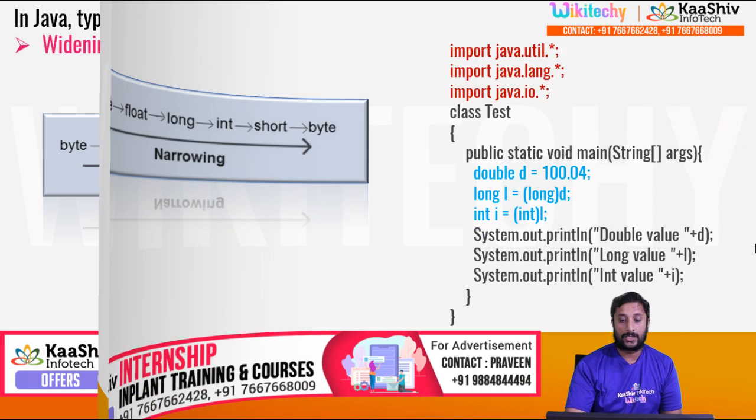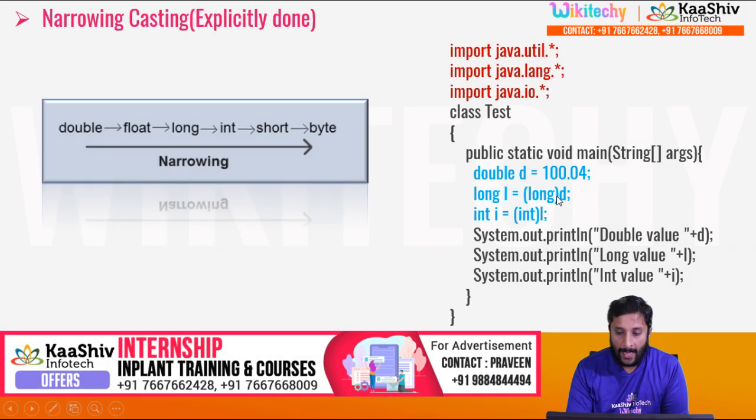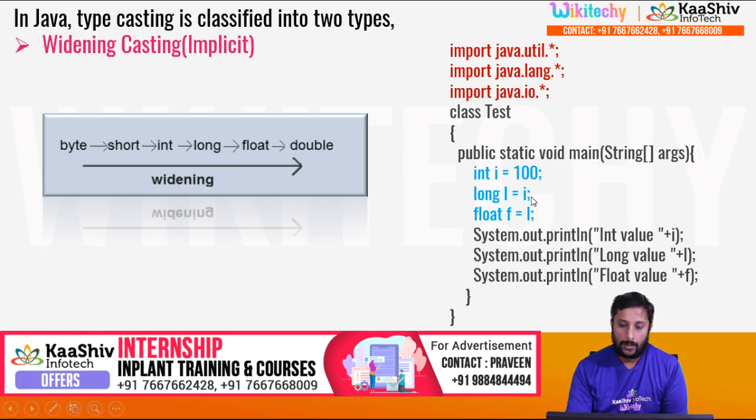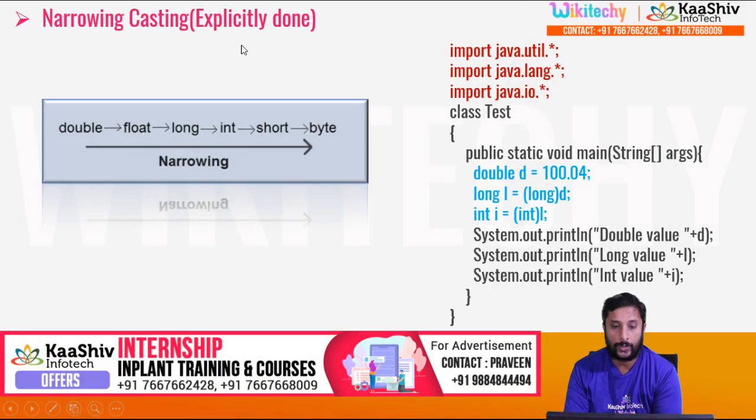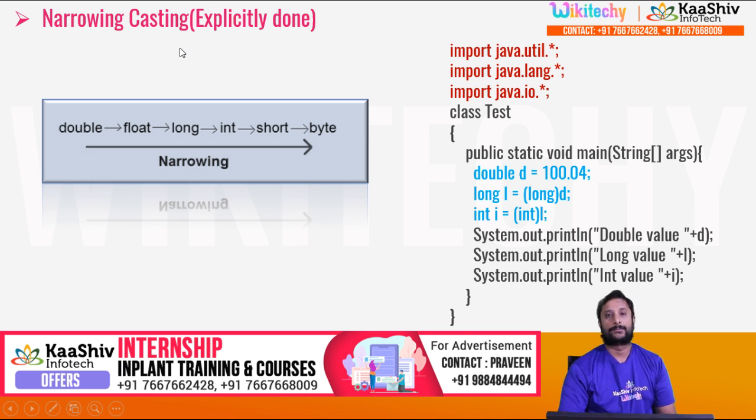Okay, over here what I am trying to do is convert this d into long and assign it. Over here automatically it's taking care, but here I am trying to do it manually. They call this explicit or narrowing casting. Okay, over here I got my variable, convert to integer and place it here.